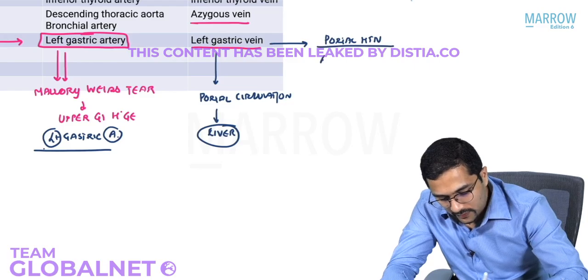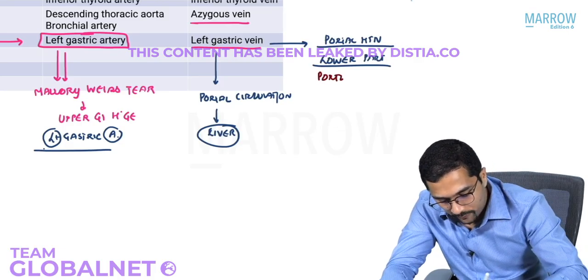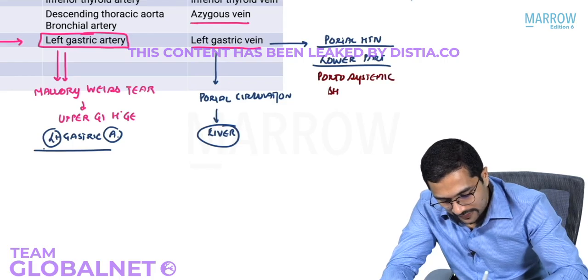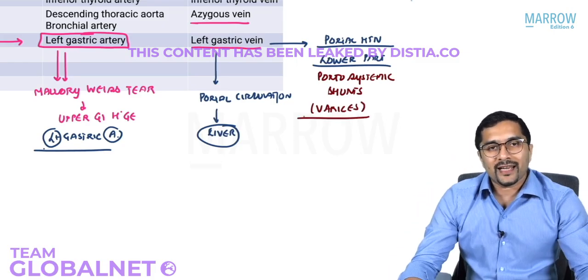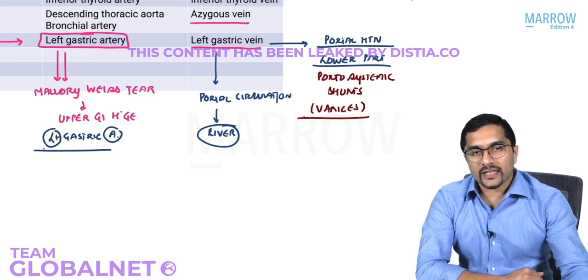This lower part, in patients with portal hypertension, can be a site for portosystemic shunts, and varices can form. Varices can also give rise to upper GI hemorrhage, which I've covered in the upper GI hemorrhage module. So this was regarding the blood supply of the esophagus.